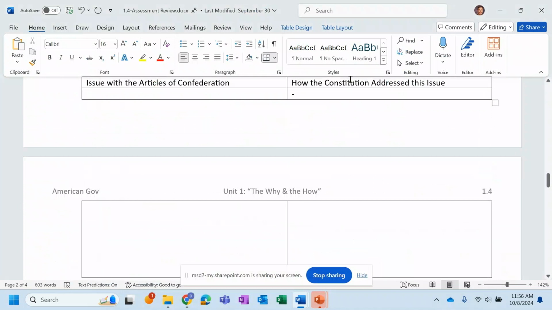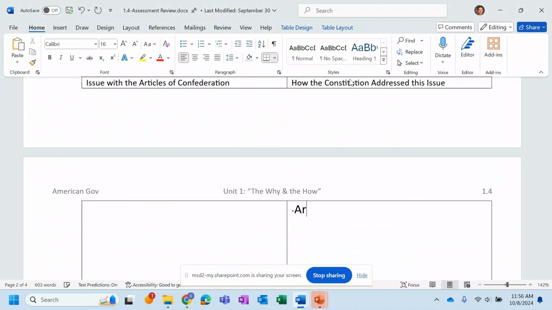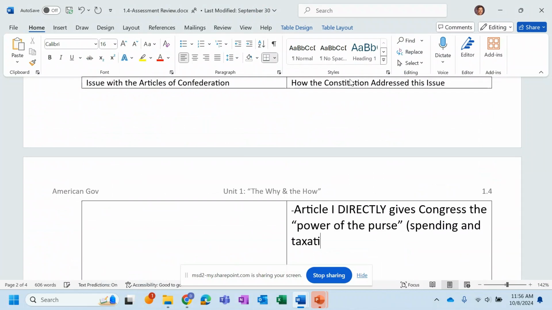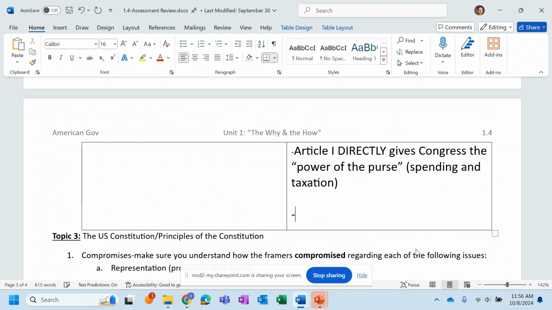So first off, obviously in Article 1 directly gives Congress what they call the power of the purse. So spending and taxation. Congress gets to decide how to spend the money and can directly tax the people. Well, it's a little bit complicated because there are some amendments that change the types of taxes, but in general, they can raise money and tax and print money.